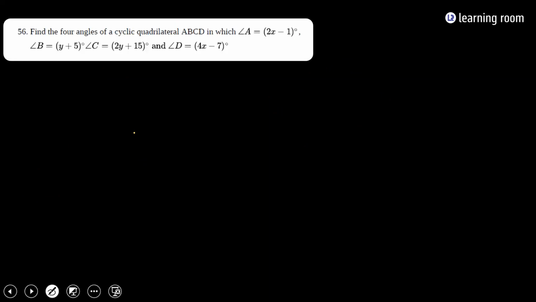So what do you mean by cyclic quadrilateral? Sum of the opposite angles will be 180 degrees. So A plus C should be 180. B plus D should be 180. Frame the equations, solve for x and y. Two minutes time. Let me set a timer. Then you do it.